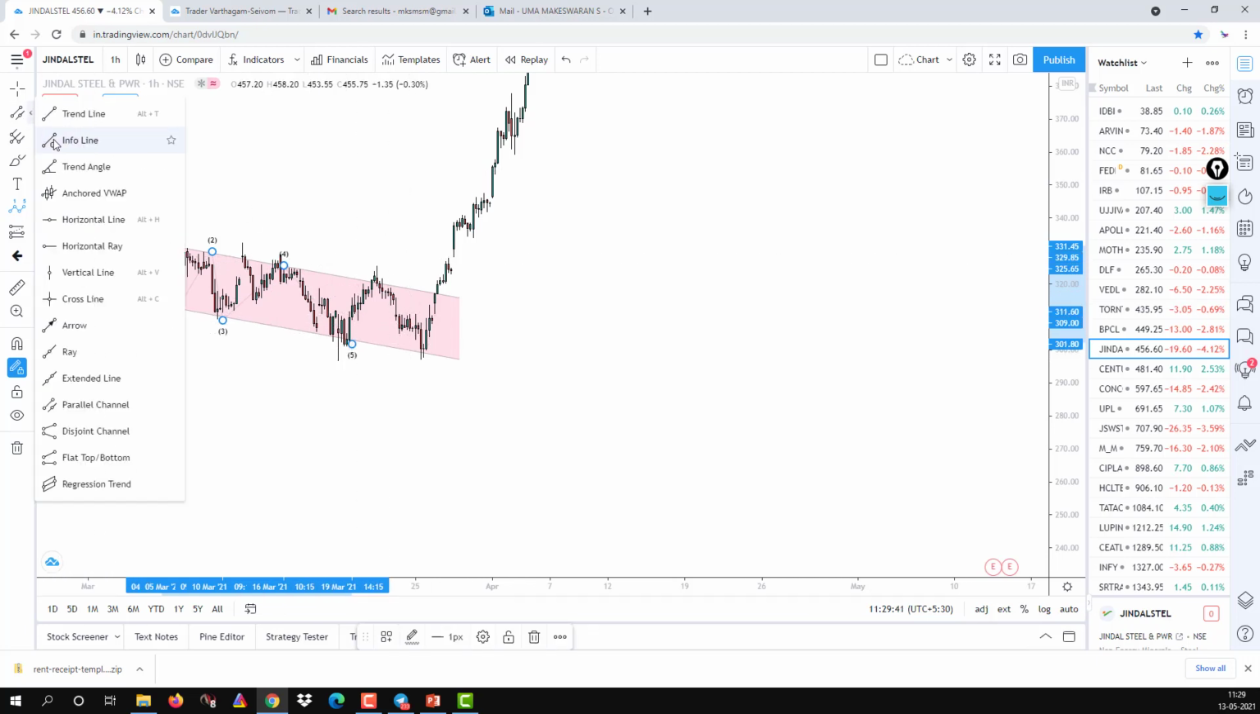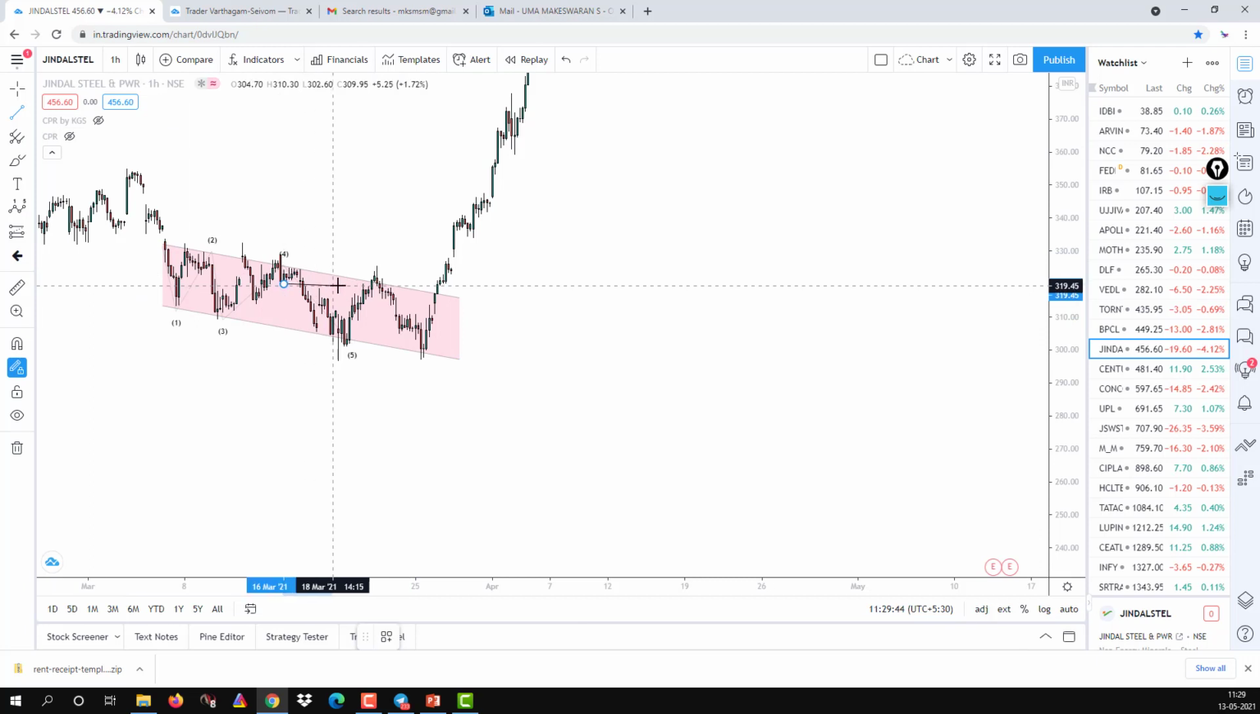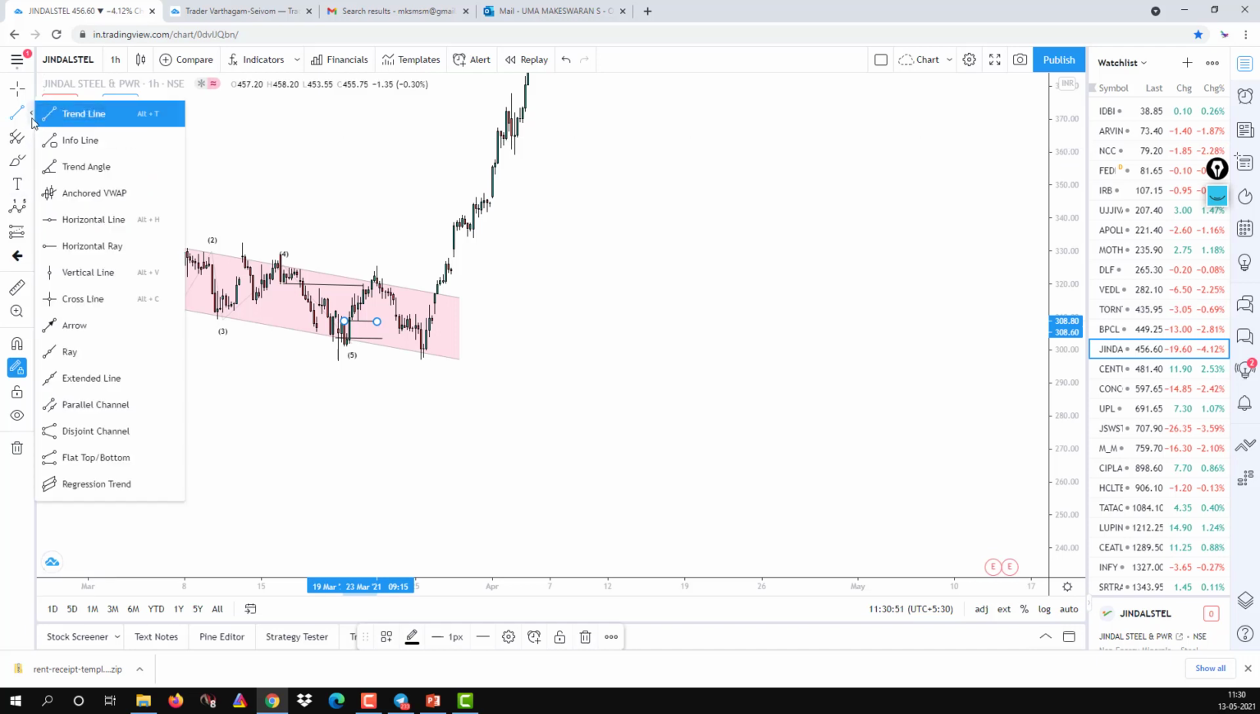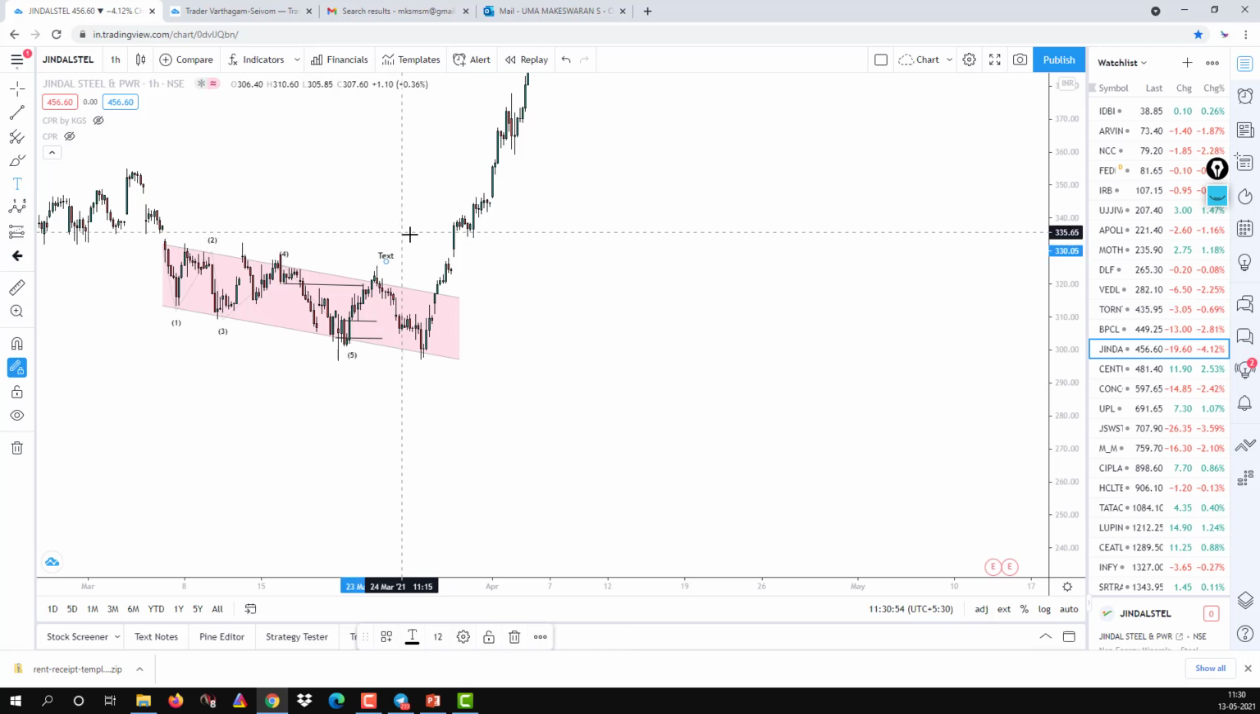Here we can take the trade at this level. So we can take the trade inside the descending channel, and the target is this level. Then we can take another trade. We can take the entry here, and this is the stop loss. And the target is this.